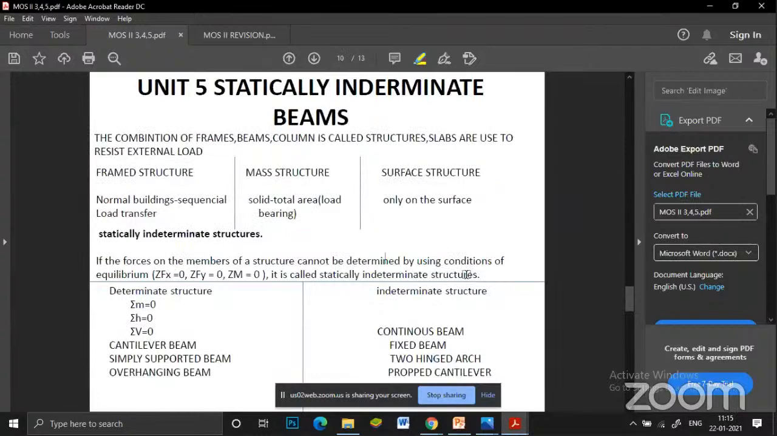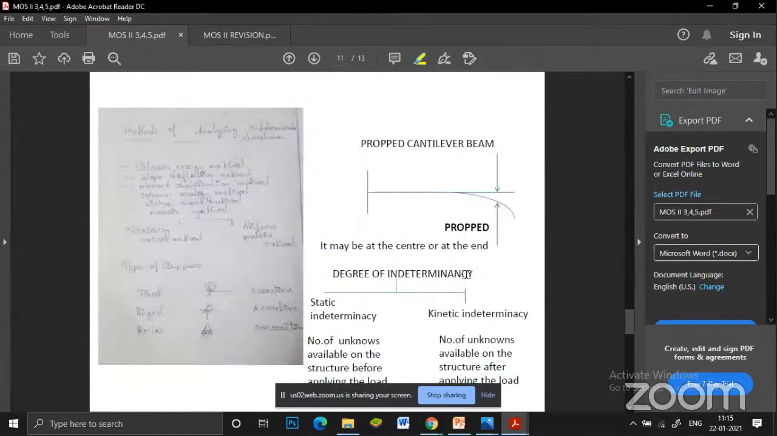That's first, we have statically indeterminate structures. What are the statically determinate structures, and how do we define the statically indeterminate structures and the degree of indeterminacy? What is degree of indeterminacy?